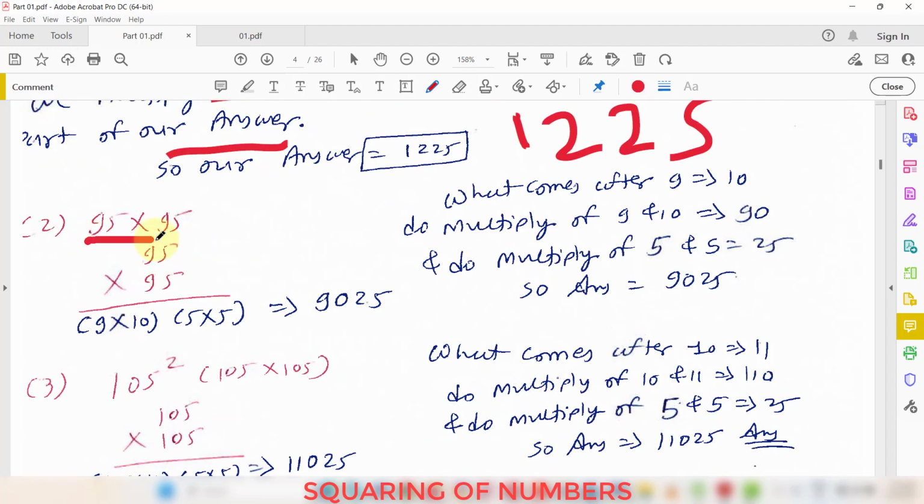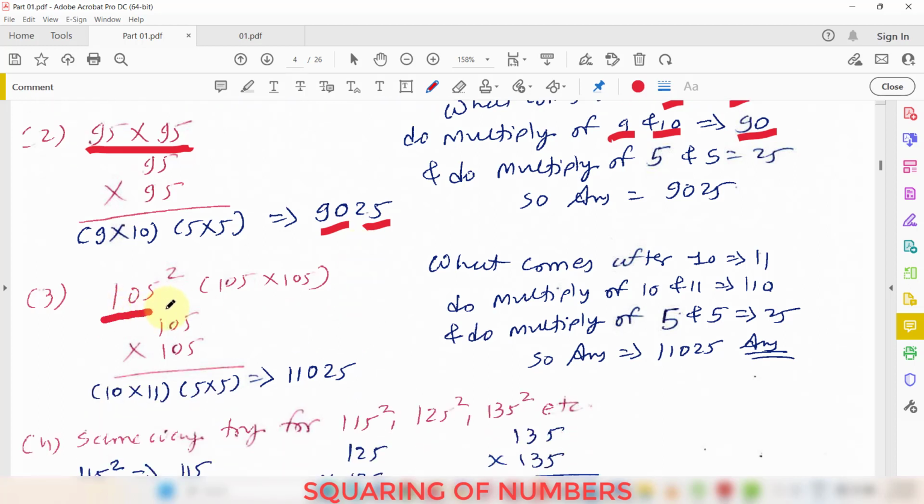Now let's say 95. Here, what comes after the 9? That is 10. So 9 and 10. So 9 times 10, that is 90. So the first part of the answer will be 90, and the second part of the answer will be 25.